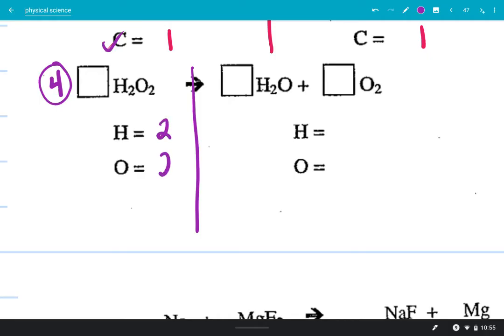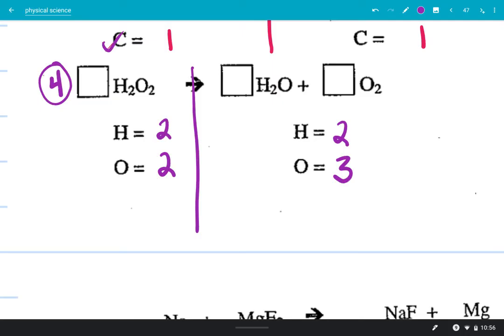I've got 2 of those and 2 of those. Here I've got 2 waters and 1, 2, 3. So anything on this side, if the oxygen or whatever atom appears in 2 of the products or even 2 of the reactants, you have to count both of them for that side of the equation. So my hydrogens are fine, but my oxygens are weird.